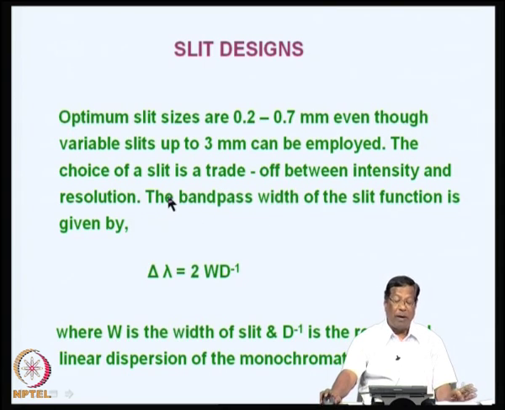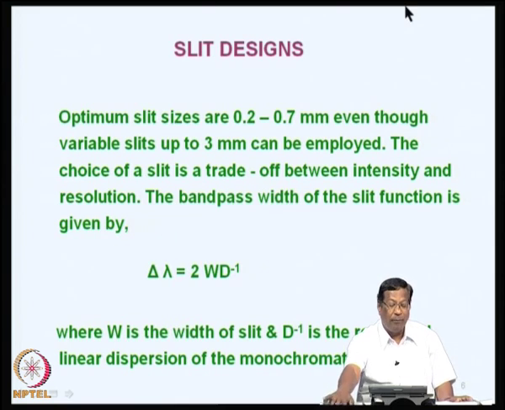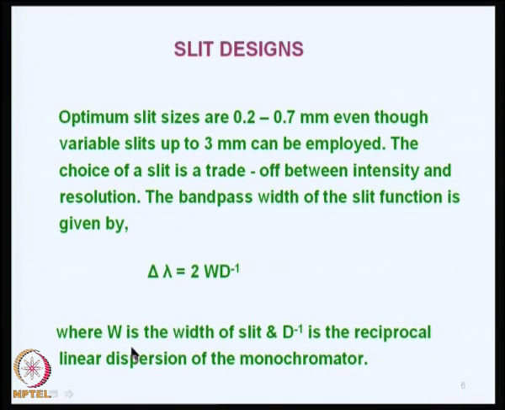The band pass width of the slit function is given by delta lambda equals 2 W d inverse, where W is the width of the slit and d inverse is the reciprocal linear dispersion of the monochromator. So, what we are essentially saying is your slit should be as small as possible to get good spectra. At the same time, it should not be too small, or you lose intensity.